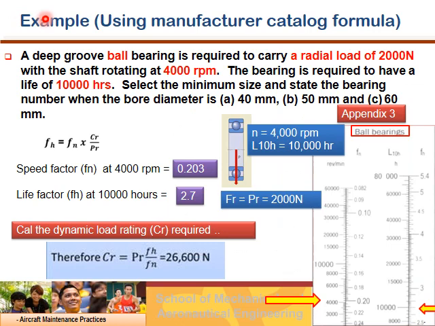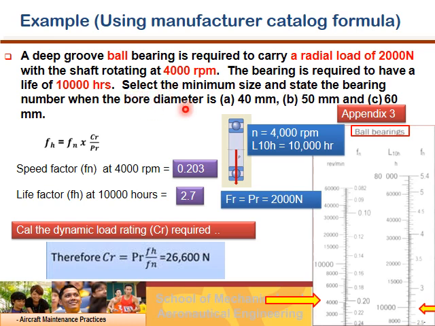Now using this example, a deep groove ball bearing is required to carry a radial load of 2000 Newton. So it's FR only, there's no FA, with the shaft rotating at 4000 RPM. It gave you the revolution. The bearing is required to have a life of 10,000 hours. Select the minimum size and state the bearing number.